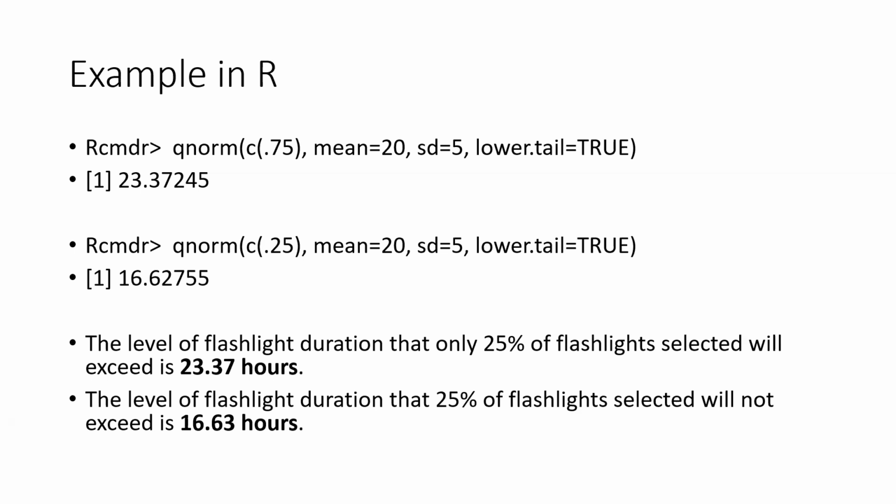So it's important to just understand and work out what is actually being asked before proceeding when it comes to these particular problems. And really, as it relates to all the problems which we covered, you just have to sit down, underline what's being asked, make sure that the distribution type which you're going to be utilizing is indeed the normal distribution. It'll typically be mentioned in the word problem, and then proceed appropriately. In this case, the level of flashlight duration that only 25% of the flashlights selected will exceed is 23.37 hours. And the level of flashlight duration that 25% of flashlights selected will not exceed is 16.63 hours.